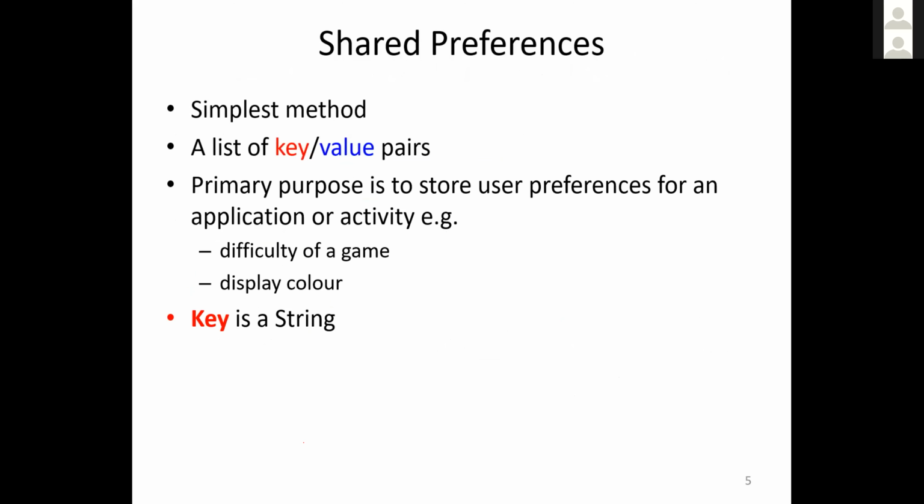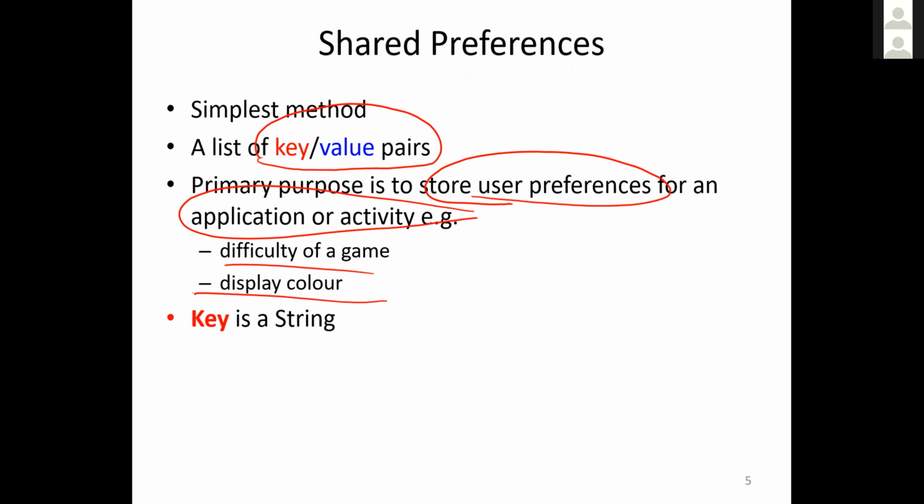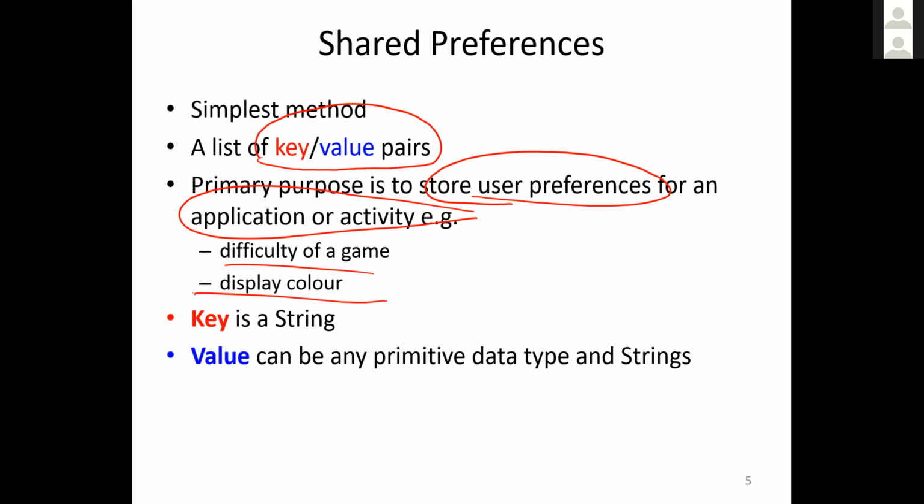So we did the shared preference. These are just a review. And we showed an example of key value pairs. We said that the purpose is to store user preferences for an application or activity, like the difficulty of the game, or examples like what you would have as preference for the character. So the key must always be a string. The value can be of any type.